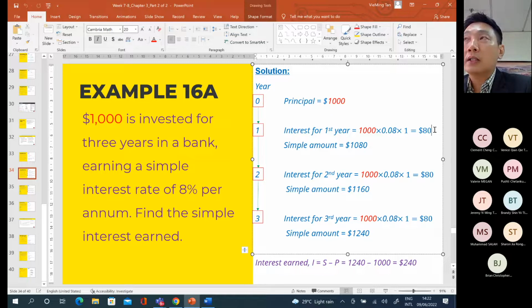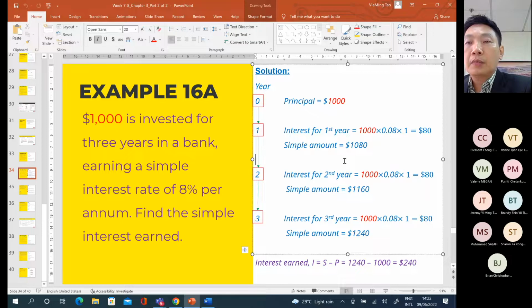If you want to calculate the cumulative amount at the end of year 1, you can use 1000 plus $80, so you get 1080. This is the cumulative amount at the end of year 1. Now we pass to year 2. What is the interest earned in year 2?